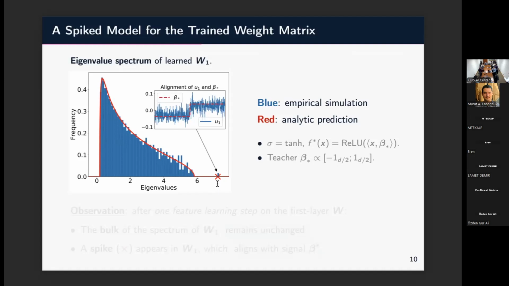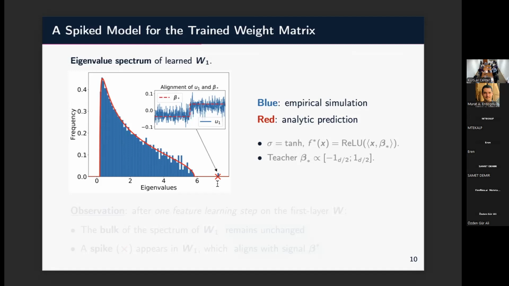Now, if you look at the eigenvector corresponding to this eigenvalue, in the subfigure here, the dashed line is beta star: first half -1, second half +1, normalized to a unit vector. The eigenvector corresponding to this largest eigenvalue aligns with this unknown target. So after one gradient descent step, you have already learned the unknown direction in the target. That's quite a bit of information, and quite useful. That's where the usefulness of feature learning comes from.